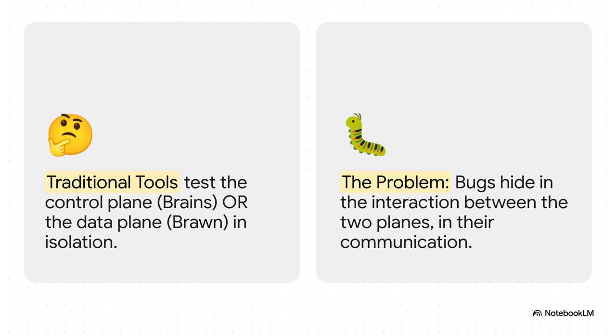It was like having one safety inspector for the city's traffic command center and a completely different inspector checking the pavement on the roads. Nobody was actually checking the orders being sent from the command center down to the streets. That's where the bugs were hiding.